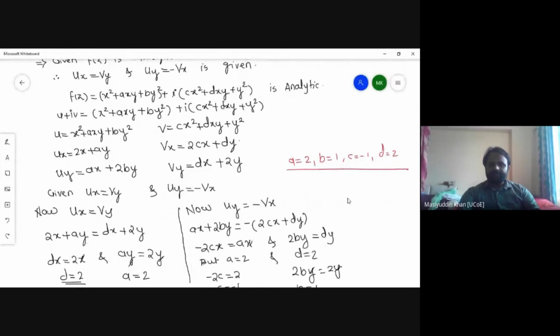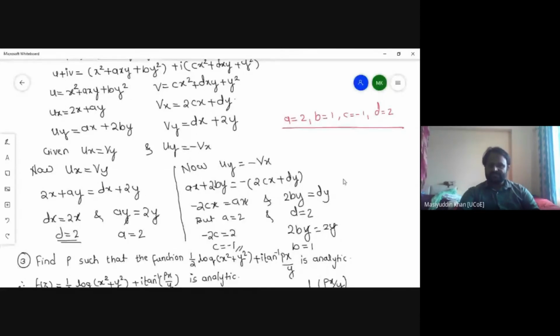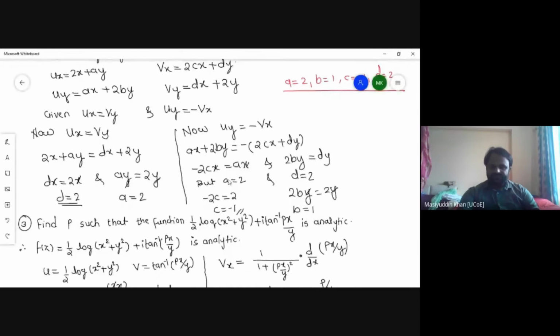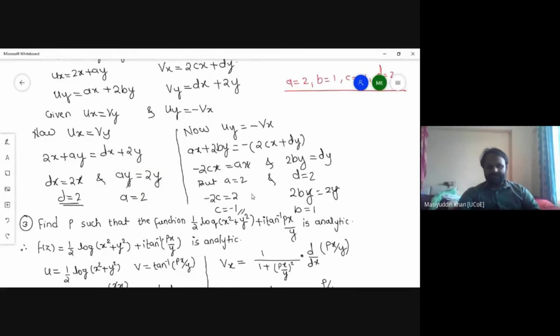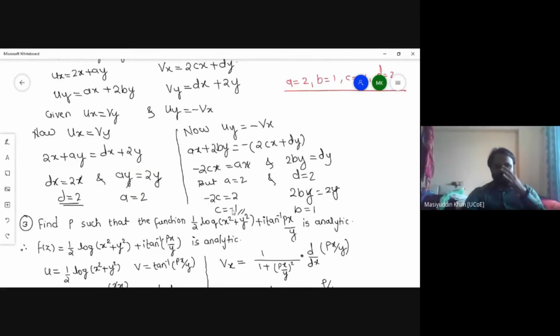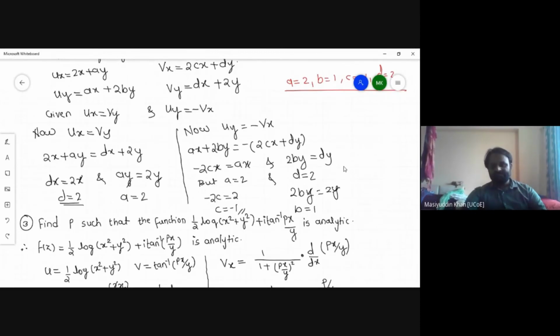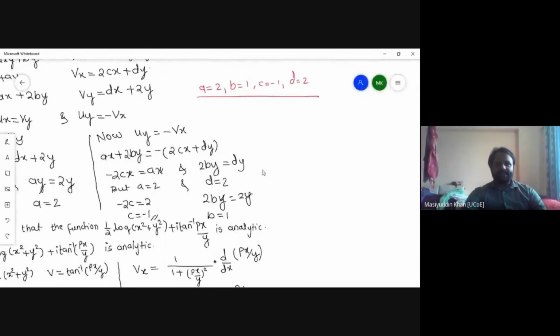Now for the second part, uy is equal to minus vx. After computation we get 2cx is equal to minus ax, so 2c is equal to minus a. But what is the value of a? Already we calculated a as 2. So we substitute a is equal to 2, and after substitution we get c is equal to minus 1. Similarly, in this equation we substituted d is equal to 2, and after substitution we got b is equal to 1. I have written the values here: a is equal to 2, b is equal to 1, c is equal to minus 1, and d is equal to 2. A and d are equal, b and c are equal but with opposite signs, b being 1 and c being minus 1.